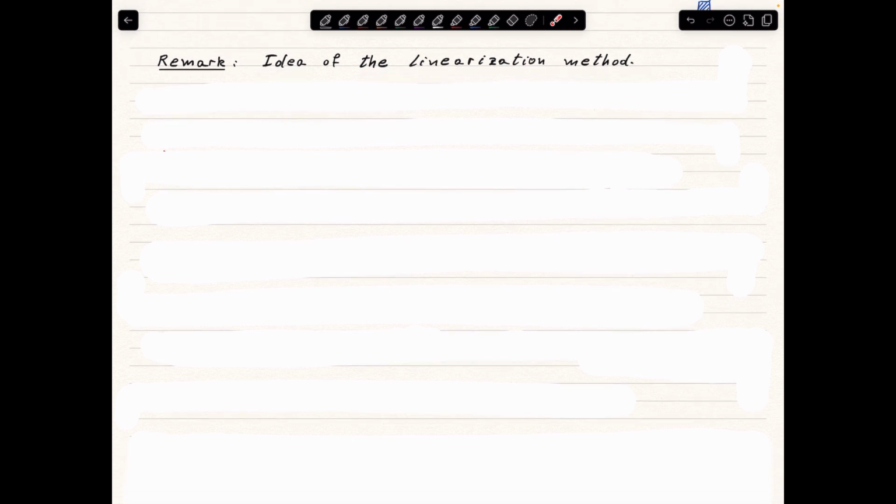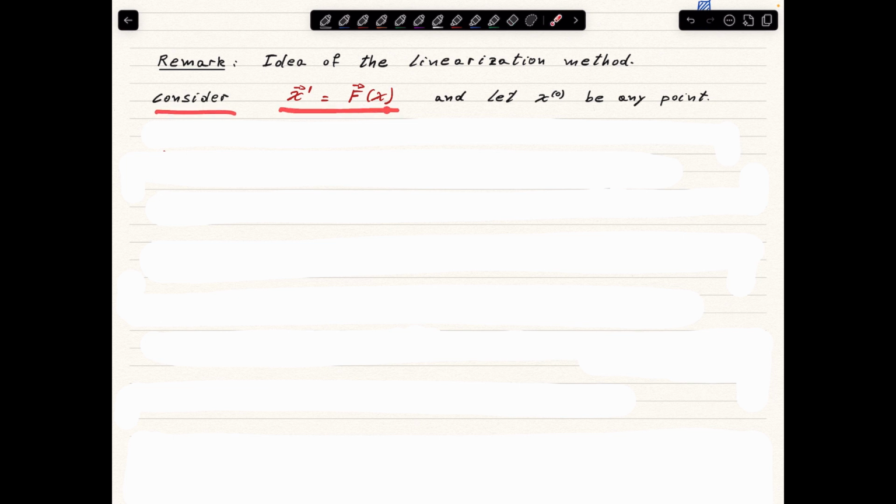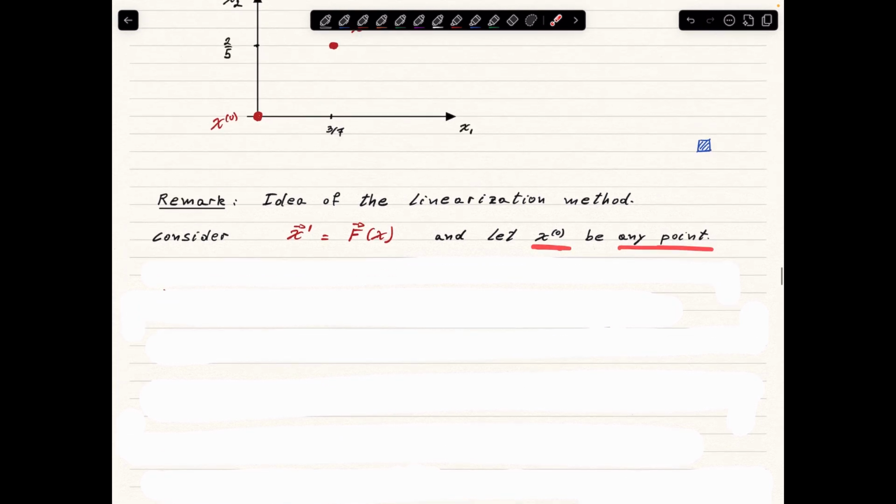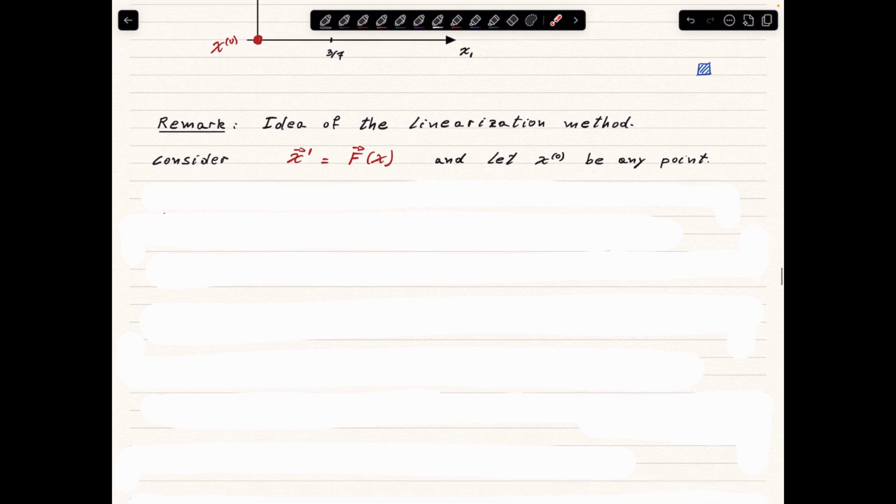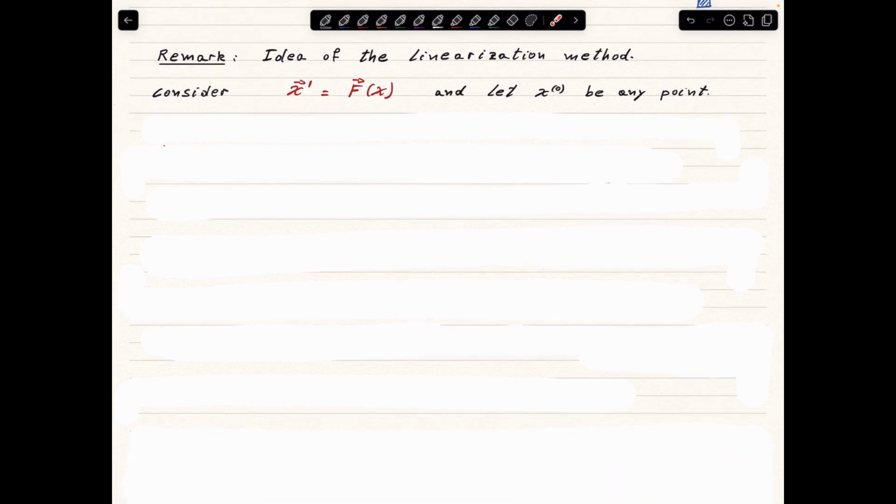So consider a nonlinear system of first order differential equations given by this equation, and suppose we have x0 to be any point on the plane x1, x2, any point here, equilibrium solution or not. What we can always do is compute the Taylor expansion of the right-hand side of the equation. Recall the right-hand side of the equation is a function of two variables, and we can compute the Taylor expansion around any point on the plane x1, x2.